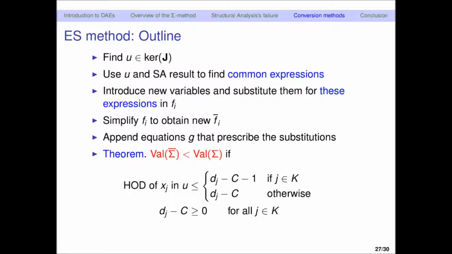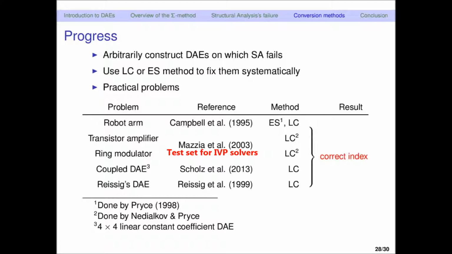So the outline is to find the vector from the kernel of the Jacobian, figure out the common expressions, replace them by the introduced variable, simplify the equations, append the equations that tell you how to substitute things, then get a theorem. So it's guaranteed we can reduce sigma if these order conditions, again, are satisfied. So we have made some progress. We arbitrarily mess up the DAE to construct those on which the method fails. Then we put things back by applying the methods we developed. So we fix things in a systematic way.